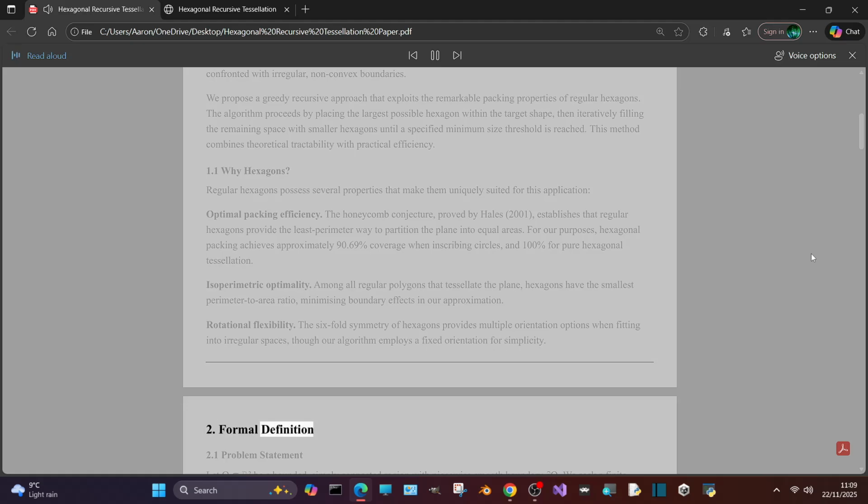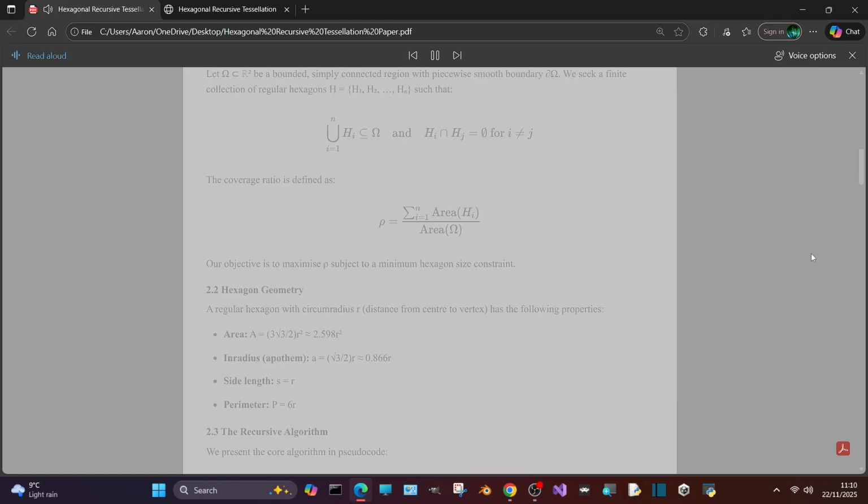2. Formal definition. 2.1 Problem statement. Let omega be a proper subset of R squared, a bounded, simply connected region with piecewise smooth boundary. We seek a finite collection of regular hexagons H such that the coverage ratio is defined as follows. Our objective is to maximize the coverage ratio subject to a minimum hexagon size constraint.